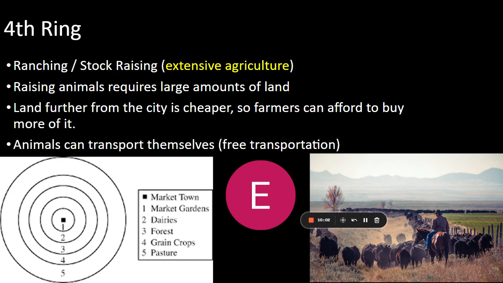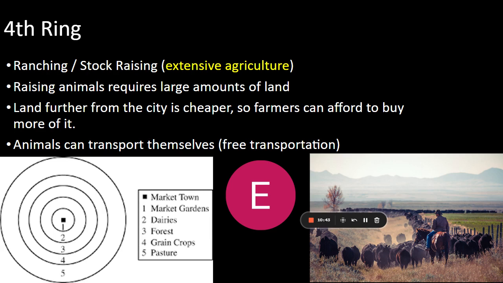So what I want everyone to do is look at the concentric model right here on the left. Remember, number one is going to be the most expensive, closest to the market town. As you go further out, it becomes cheaper, because your transportation costs are lower. Therefore, you don't have to worry about taking trunks of tree from the wilderness all the way to the city center. That would be very expensive. So remember, as you go further away, land and everything becomes cheaper.